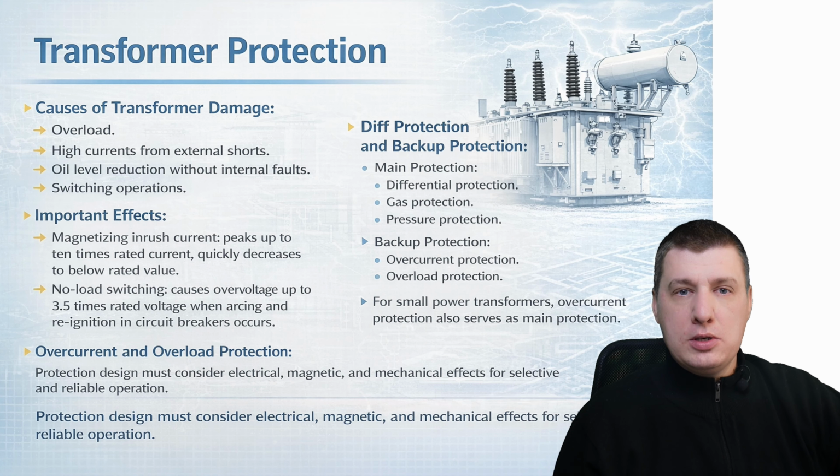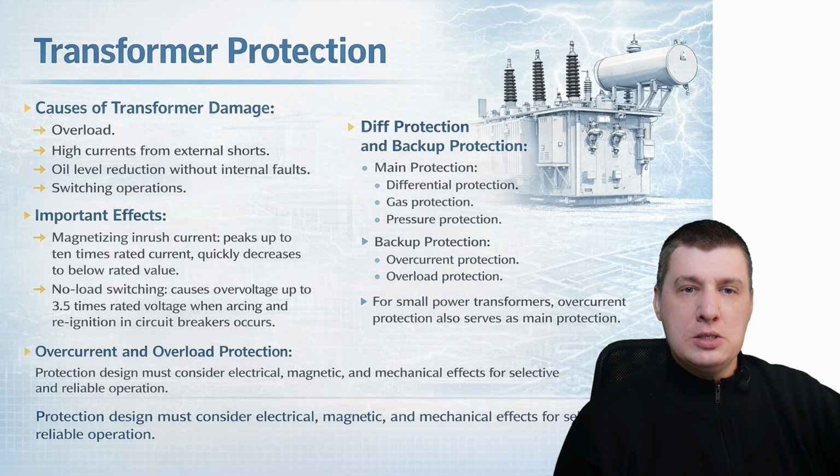When you design transformer protection, you must consider the transformer operating behavior. Transformers face more than phase-to-phase and earth faults. They also face internal winding failures. Transformer damage often results from abnormal operating conditions. Typical causes include overload, high current from external short circuits, oil level reductions without internal faults, and switching operations.